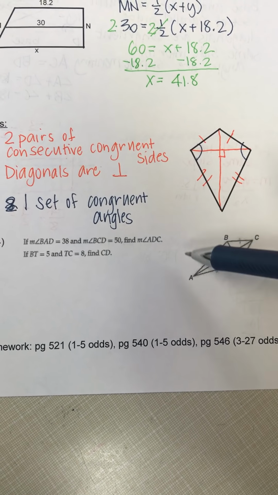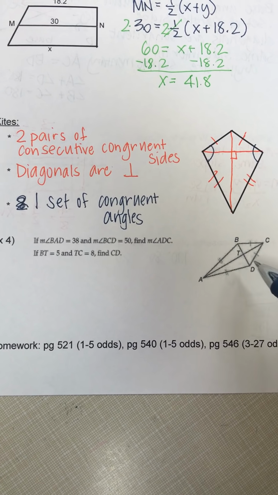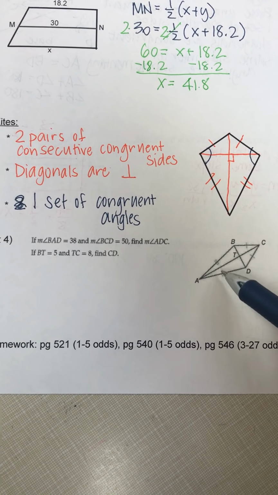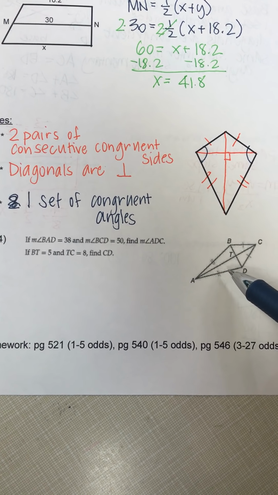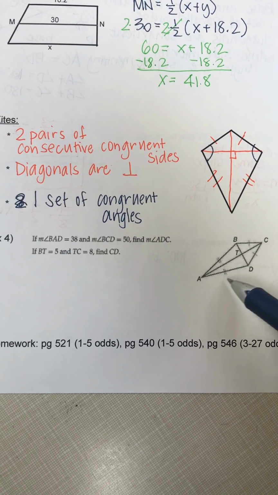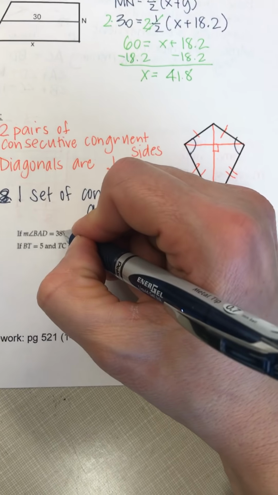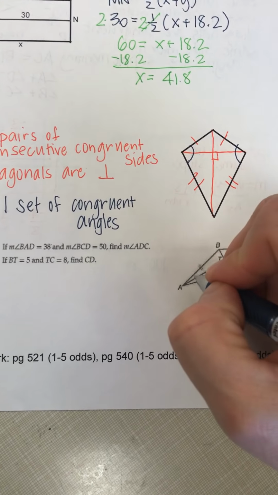All right, so last one here, we're going to do an example with kites. So they have a kite drawn here for us. We can clearly see we have two sides marked equal and then these two sides. They tell me BAD, this whole angle, is 38 degrees.